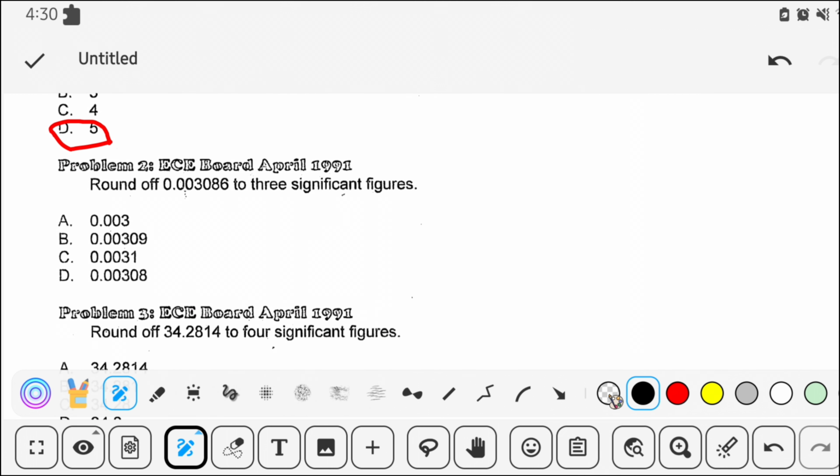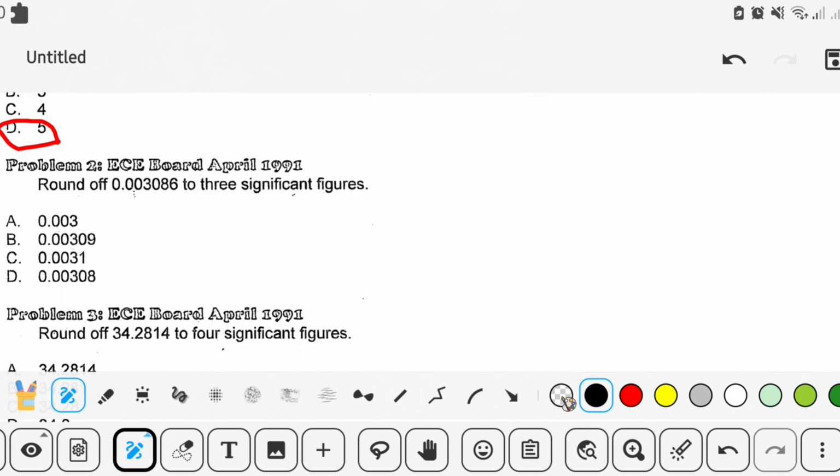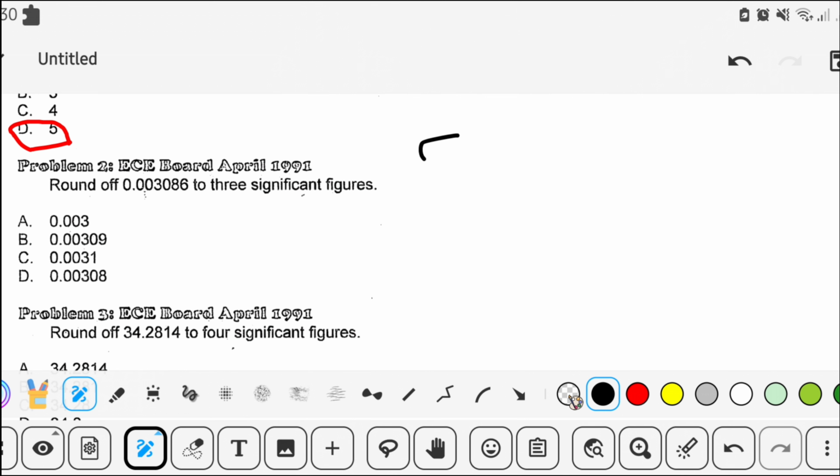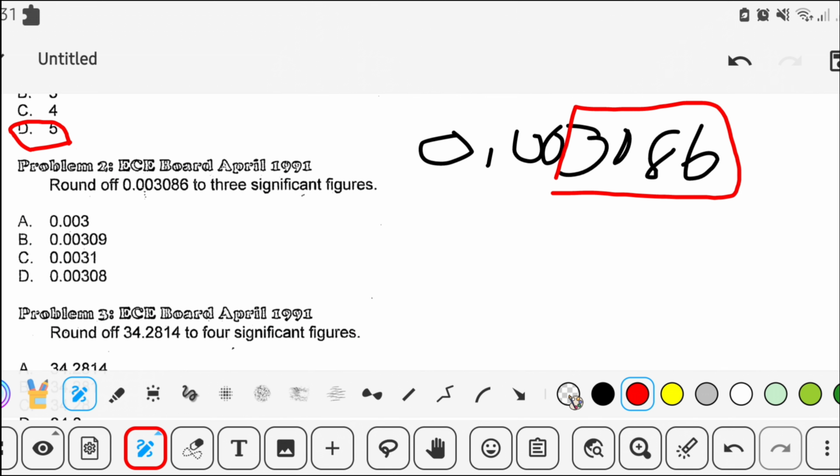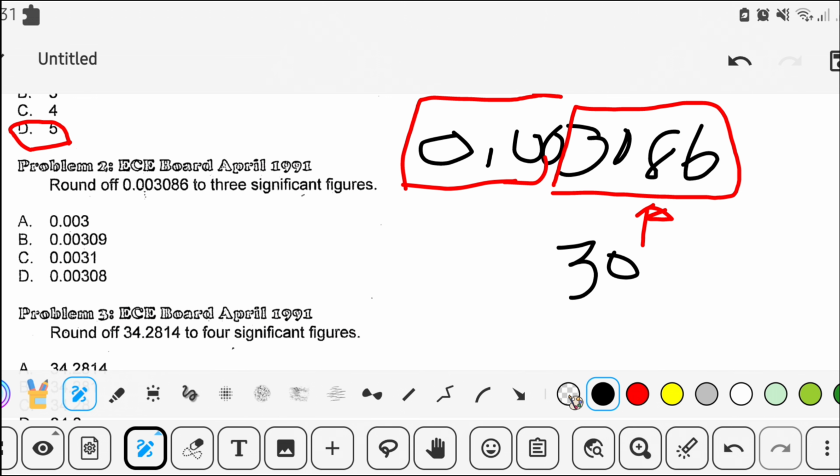So next we have number 2. Round off 0.003086 to 3 significant figures. How are you going to do this? This number has only 4 significant figures. These zeros are not significant digits because they are leading zeros. So we're just going to look at this part, 3086, and round it off to 3 significant digits.